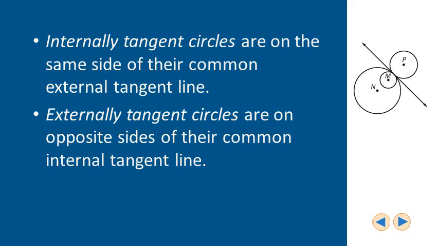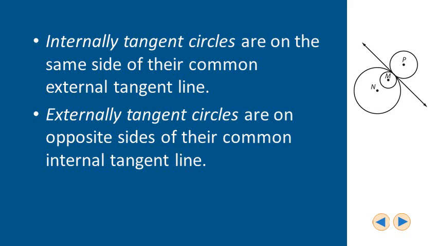So these tangent circles come in two types. The one at the top, internally tangent circles, are on the same side of their common external tangent line. So pause the video and ask yourself, what are the two internally tangent circles? And they are, of course, circle N and circle M. They're both on the bottom side of the external tangent line.